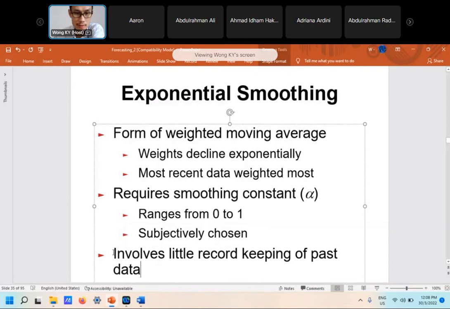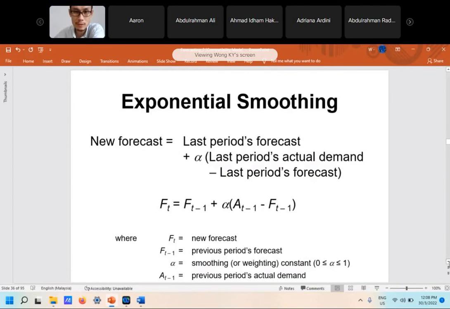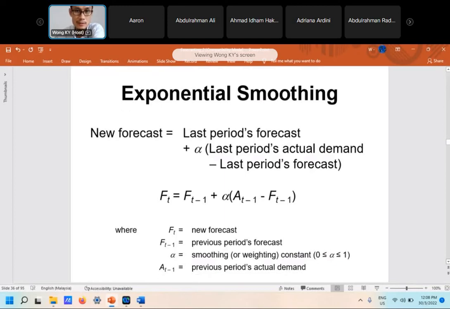Now the good thing about this method is you do not need to keep a lot of previous data, because you only need to know the most recent previous month's data, or previous year's or previous week's data. Right, so this is the formula. Formulas are starting to come in, and later there are more formulas. This formula is used to calculate the forecast value. The forecast value equals the last period forecast value plus alpha, the smoothing constant, multiplied with the last period actual demand value minus the last period forecast value.